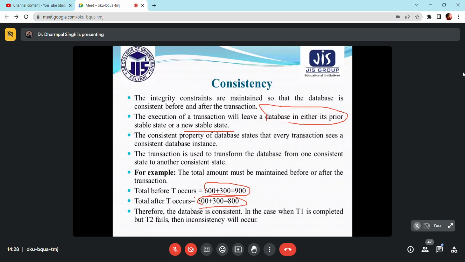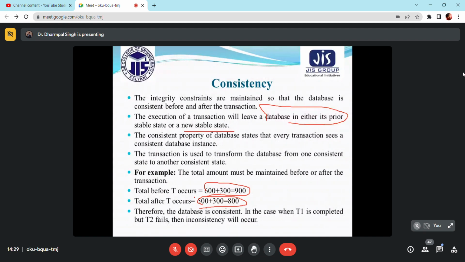The consistency property of database state is that every transaction sees a consistent database instance. It also ensures that when I want to perform any operation, all transactions will get the consistent state. It doesn't mean that I am giving the correct value to transaction A and a wrong value to transaction B. No, here it is saying that whenever a transaction starts its task, all transactions will receive the consistent state from the database.